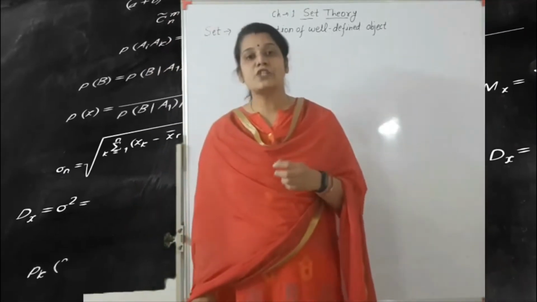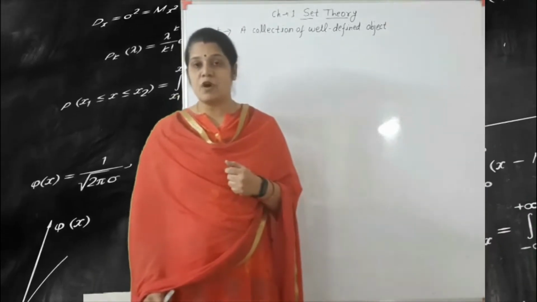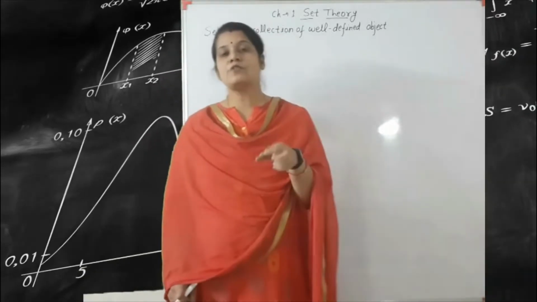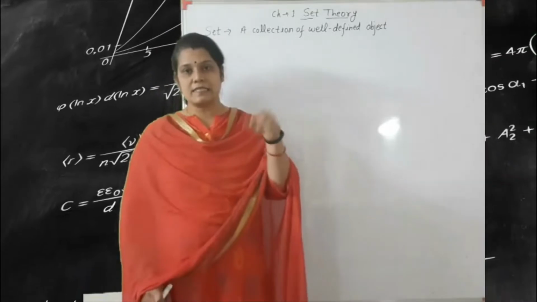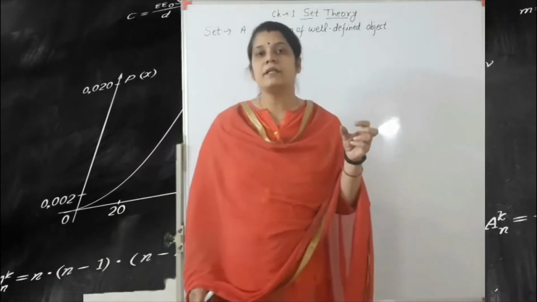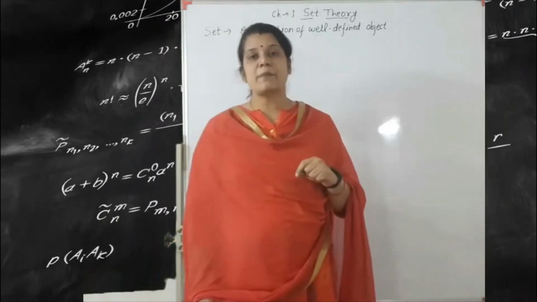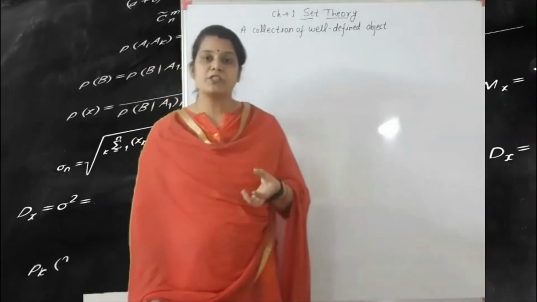Set is a collection of well-defined objects. That means what? A library is a collection of books. Classroom is a set of chairs. Class is a set of students. Okay, so this type of example depends on your set.